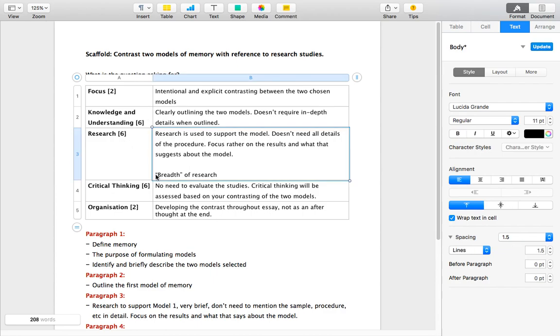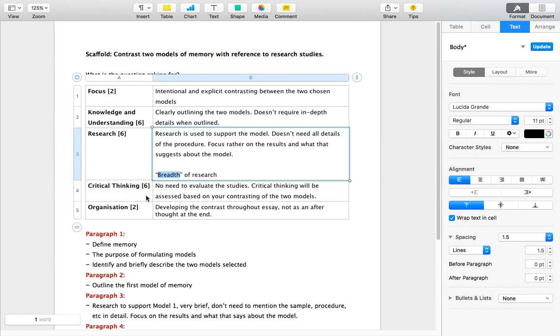And here, when I say breadth of research, rather than going into the depth of the research, which would be discussing the procedure as it was done, breadth of research may be providing several different studies that support the model. So if it's for the multi-store model, I could use Glanzer and Cunitz, and I could also use HM's case study, which I will very briefly describe and explain how it supports the idea that there are separate stores. So breadth of research is what I want you to focus on, not the depth of research.